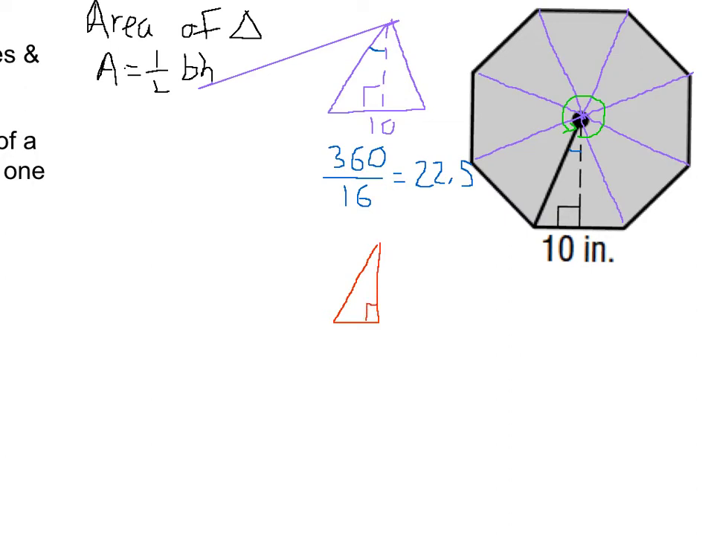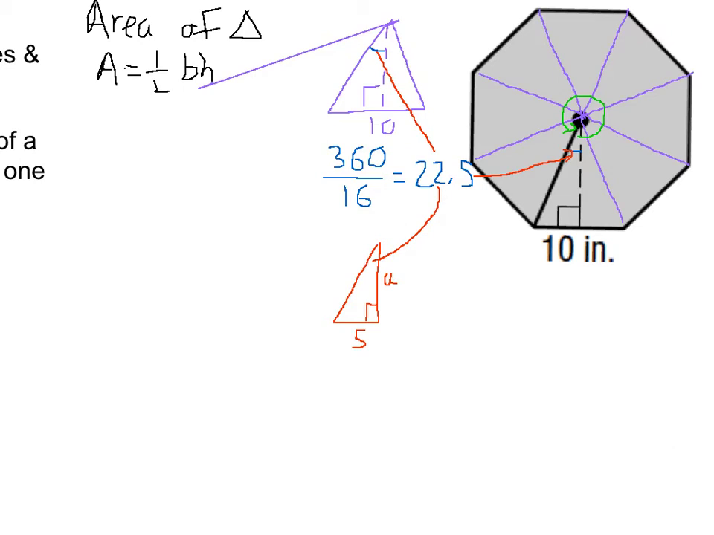Now, I know the base of this little triangle is 5, and I know that this 22.5 degrees goes here, because it also went here. And remember that that came from here in the original picture. And again, what we're looking for is the height of this triangle, which is this little segment here that I'll call A, since it's the apothem.